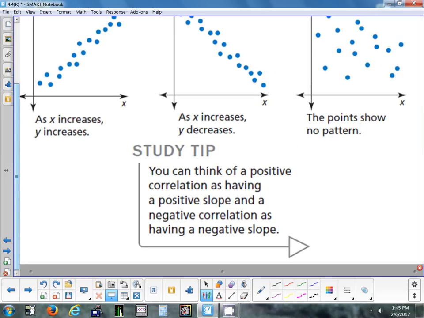Okay, and if you look at your book, you can just look at this. You don't have to write this down. But a couple of you already noticed, you can think of a positive correlation as basically having a positive slope. It's just like positive slope. And the negative correlation, it's like negative slope. Okay, it goes down as you go to the right. Okay, so it's the same idea.